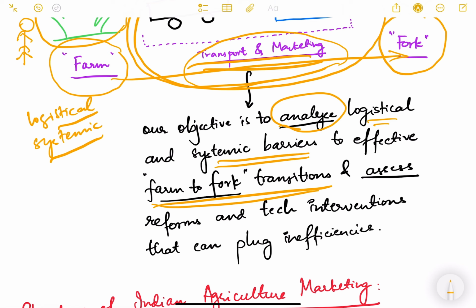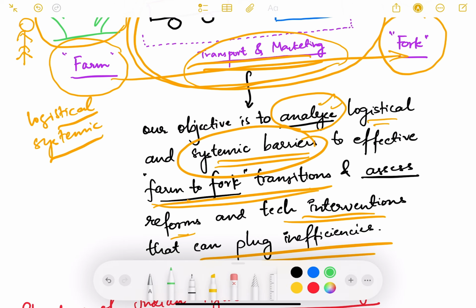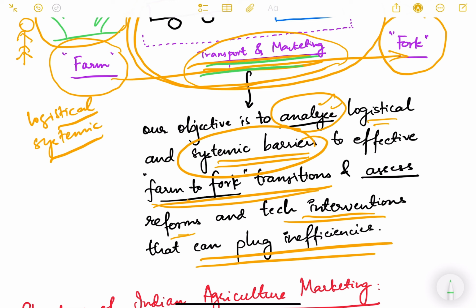We have to understand what different kinds of issues come in between this process. So our objective is to analyze the logistical and systemic barriers to effective farm to fork transition and assess reforms and tech interventions that can plug inefficiencies. If there is any inefficiency, any problem in this particular supply chain, this transport and marketing process, we have to find solutions to that.